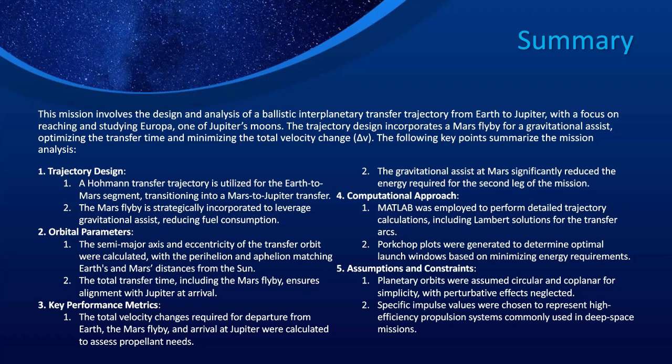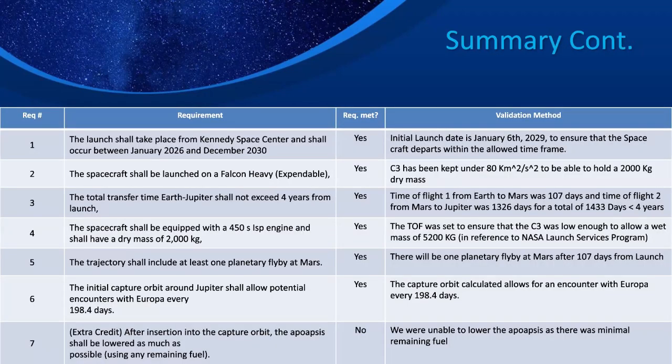Assumptions and constraints were that planetary orbits were assumed circular and coplanar for simplicity, and perturbative effects neglected. Specific impulse values were chosen to represent high efficiency propulsion systems commonly used in deep space missions. And in the next slide, we'll be able to look at all the requirements.